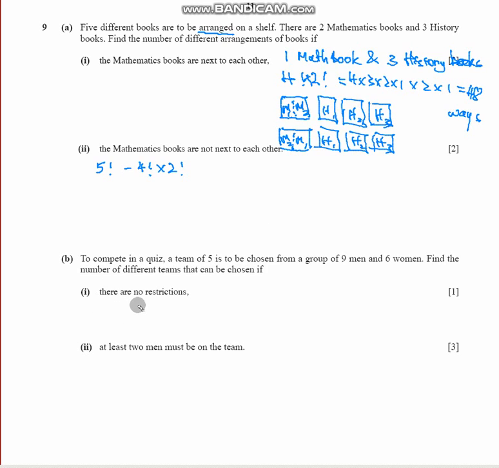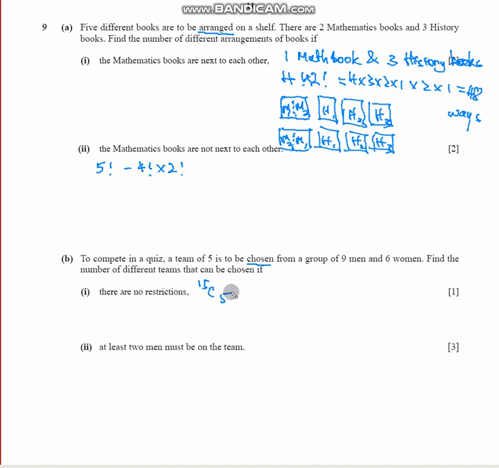Okay. Now let's come to this. The keyword here is chosen, to select. After you select, do you make an arrangement? This question is basically just selection, so it's a combination question. Now let's look at the first one. No restriction, basically the total number is 9 plus 6, which is 15. You select 5 people, so basically that's the answer.